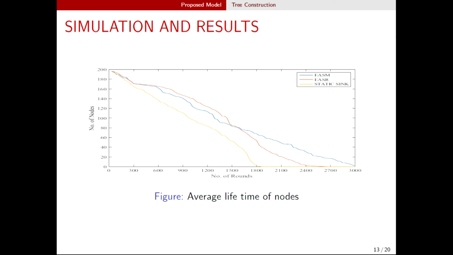With these results, the y axis is normalized from 0 to 200, with the number of nodes on the y axis and the number of rounds on the x axis. The number of nodes which have depleted is lower, and the average lifetime has increased in this work compared to the previous two works considered in the literature.